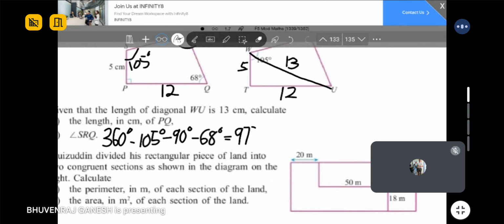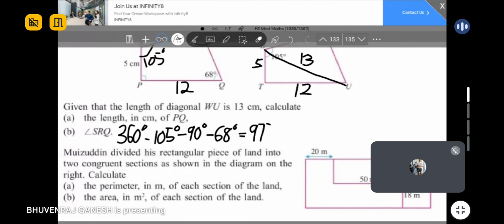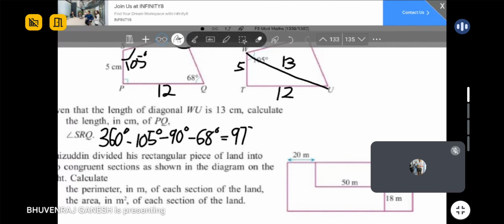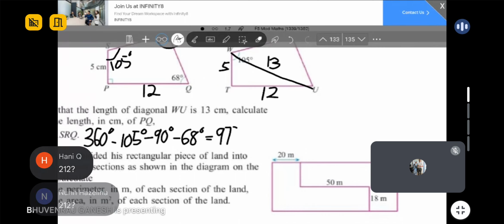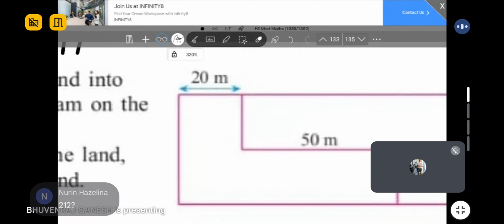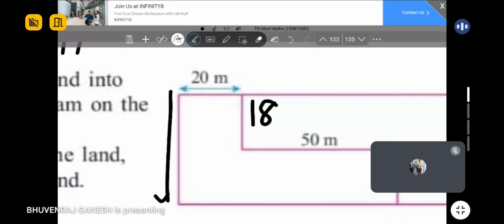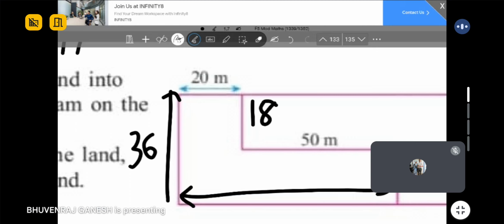So anyone? Dah dapat jawapan perimeter? Can you all share? Okay, very good. 212 meter. So basically, yang ni pun 18 because congruent. So means that yang ni adalah 36. 36. This one is 70.